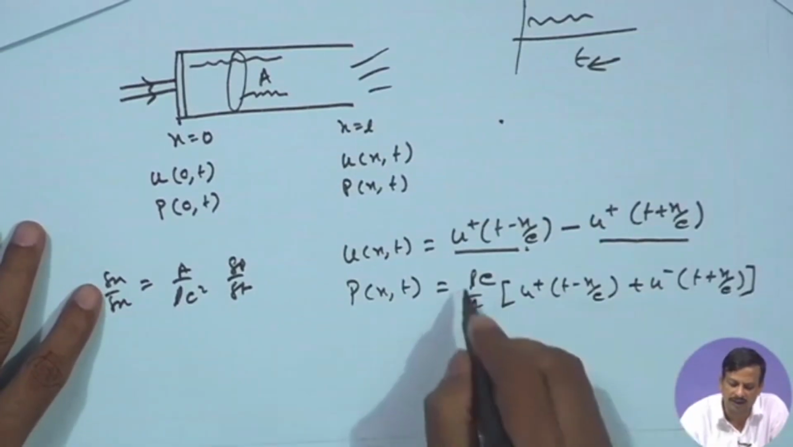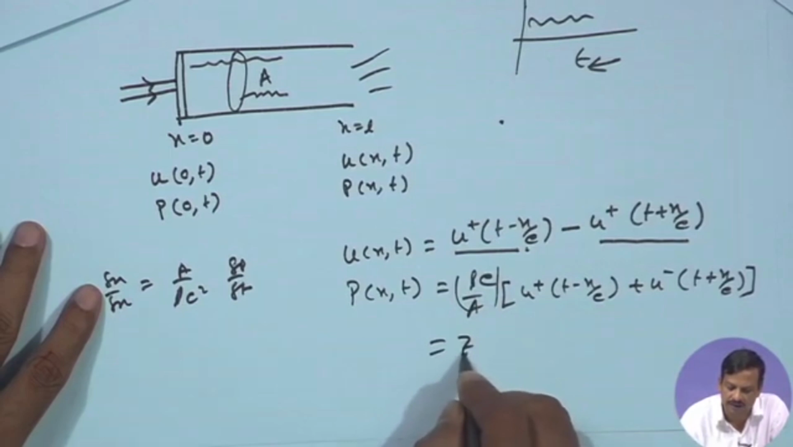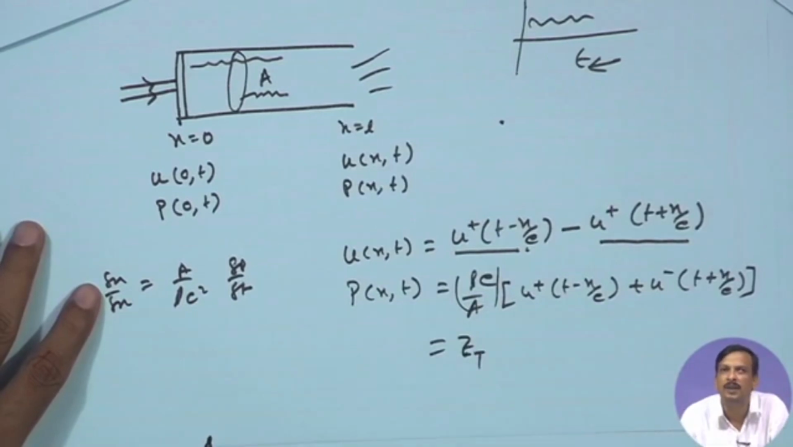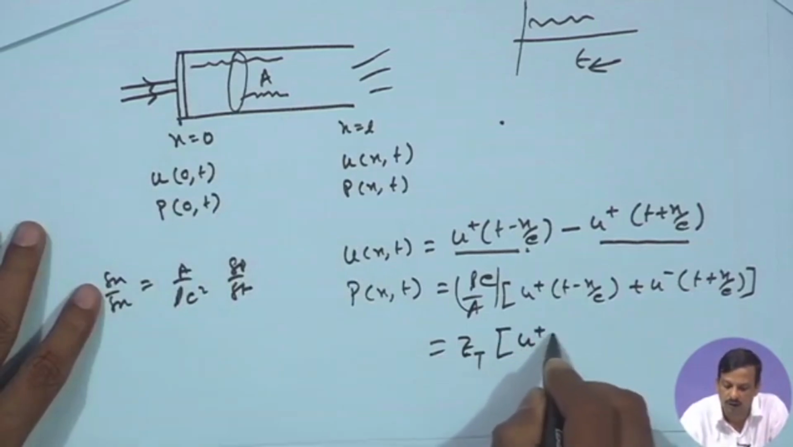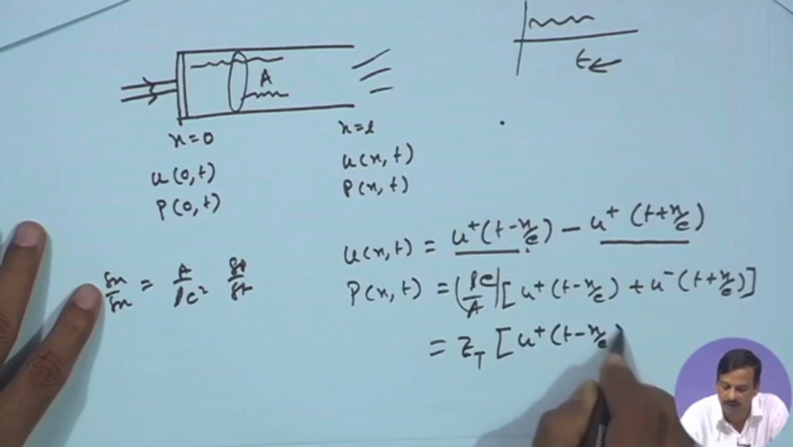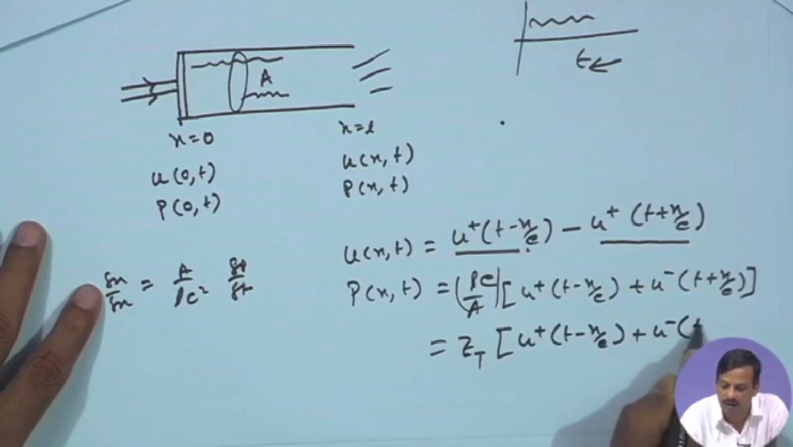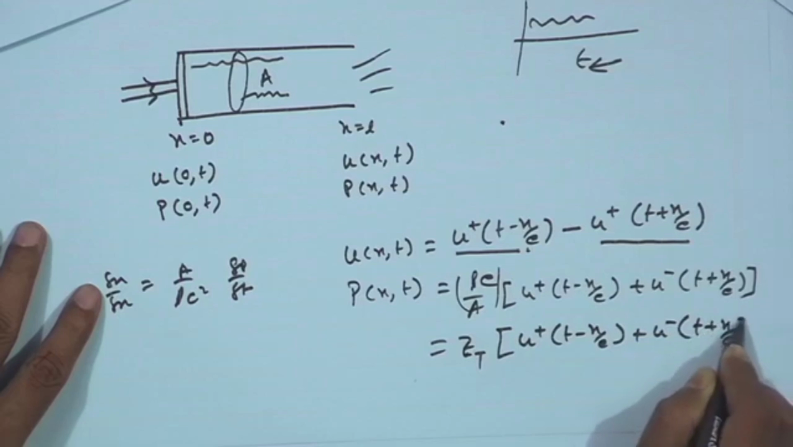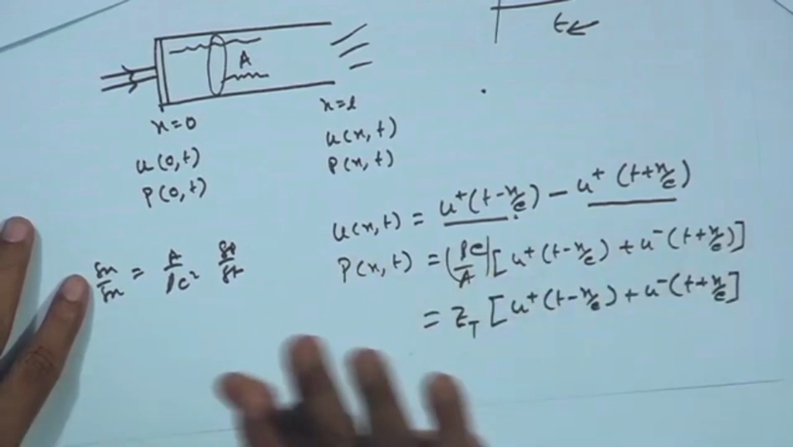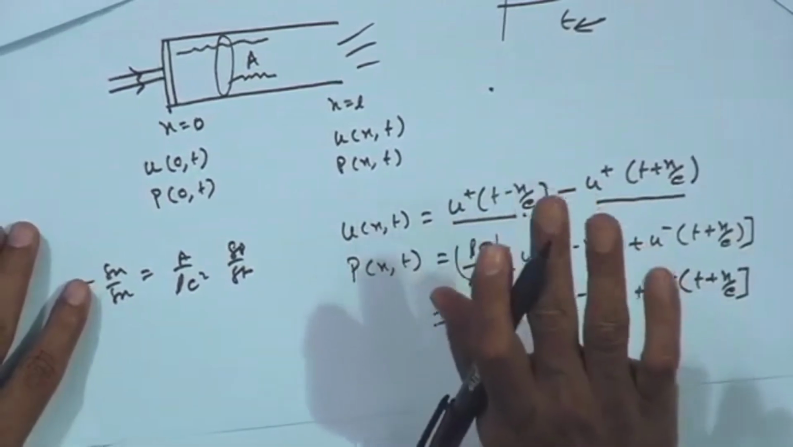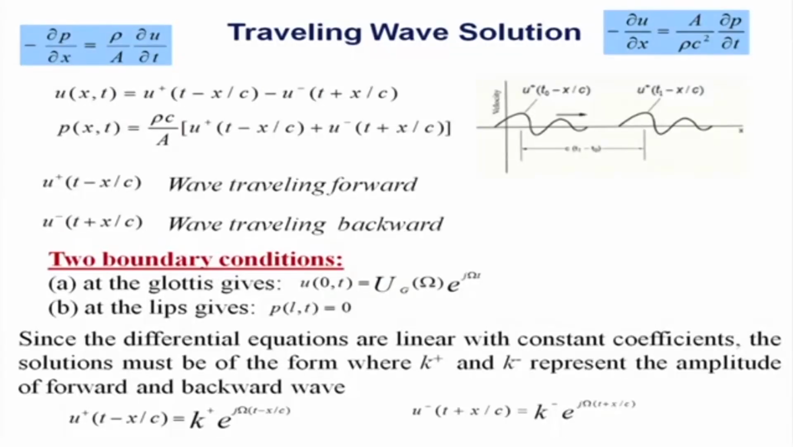Okay. So, this I can say is nothing but Z d, which is called the impedance of the transmission line, or impedance of the acoustic tube, times u plus (t minus x by c) plus u minus (t plus x by c). Okay. So, where Z d is equal to rho c by A. So, u plus is the forward wave, u minus is the backward travelling wave. Okay.